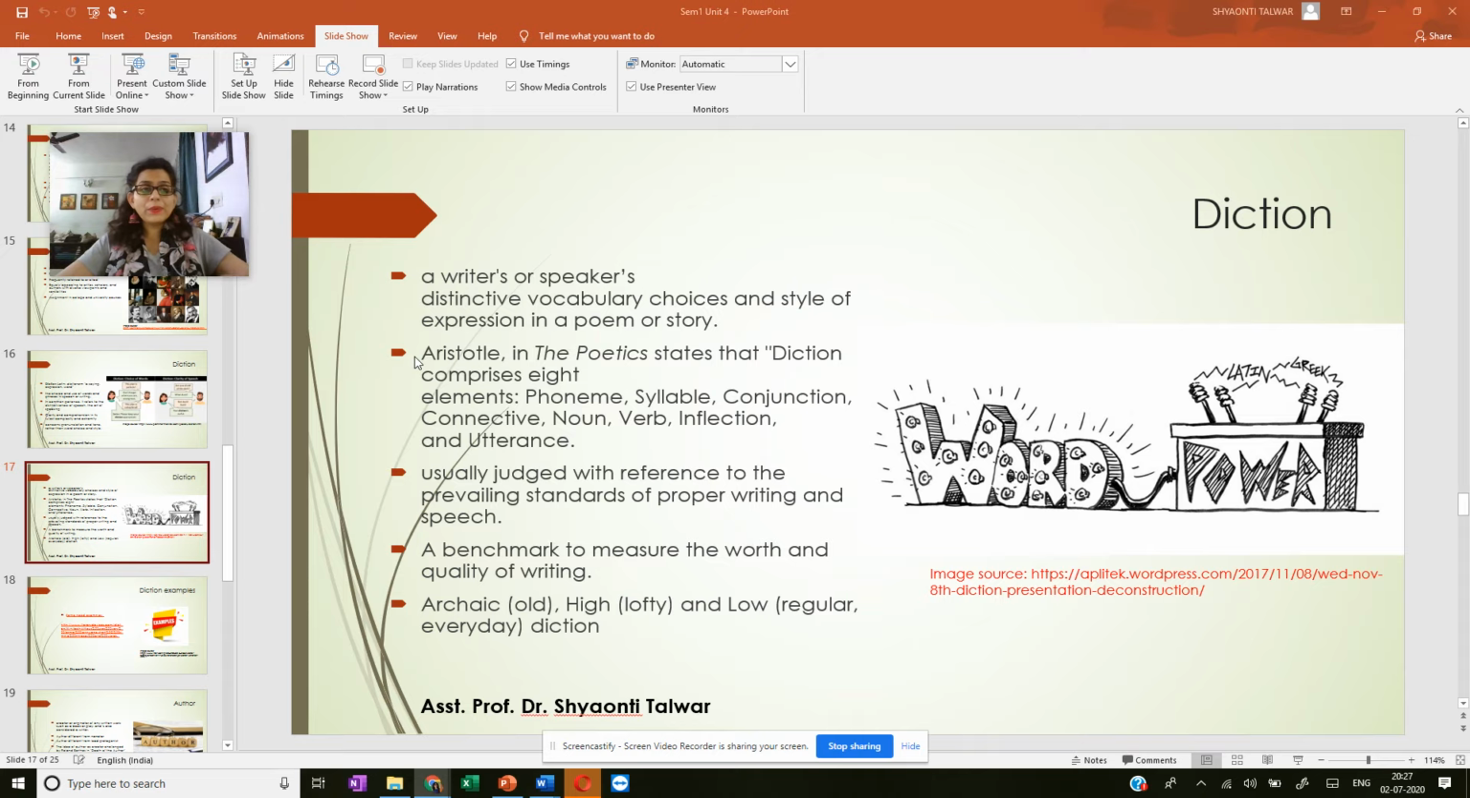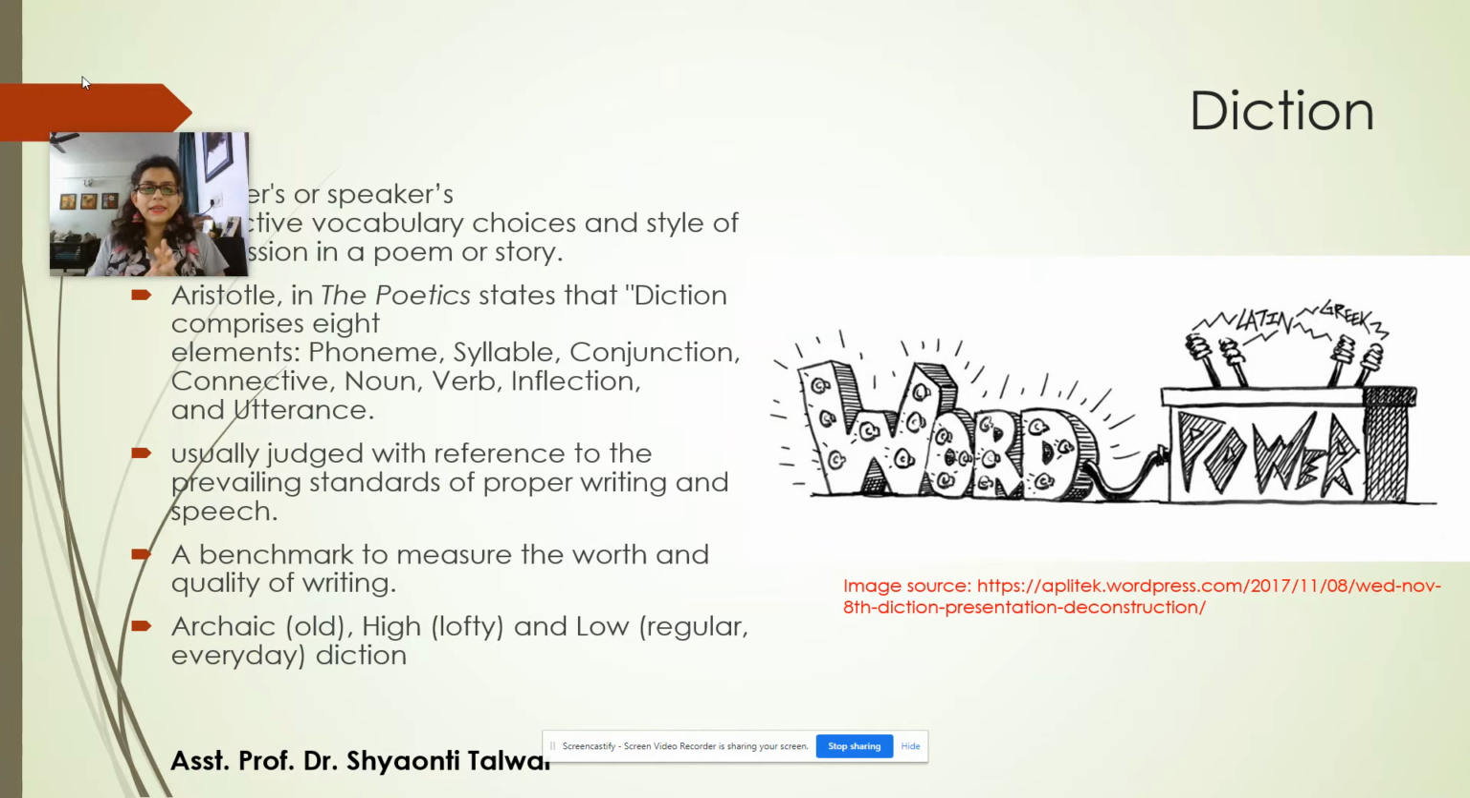Right. Now we are going to look at the meaning of the word diction in the literary context. So, in fact, diction in a literary context would mean a writer or a speaker's distinctive vocabulary choices and style of expression in a literary text. So, in a poem or a story or a play, the kind of vocabulary which the writer or the speaker uses. Now, again, we need to go back to Aristotle to see where the idea of diction comes from.